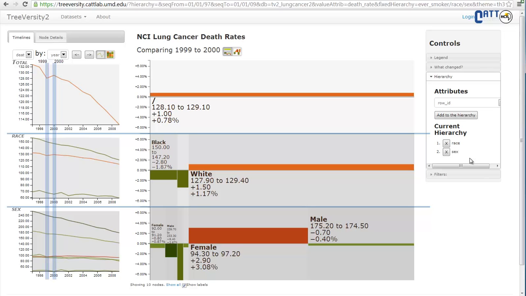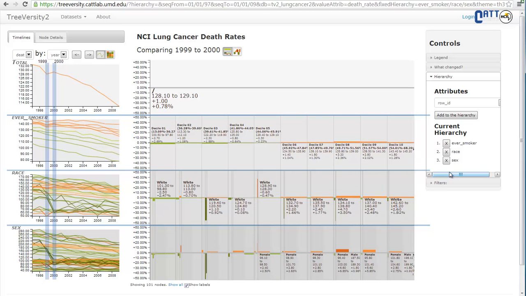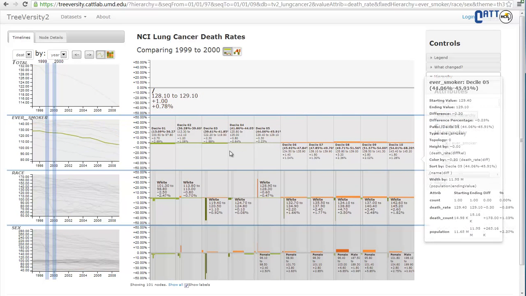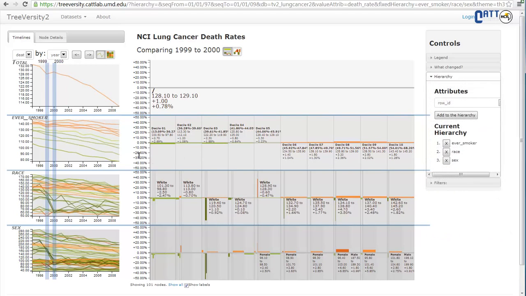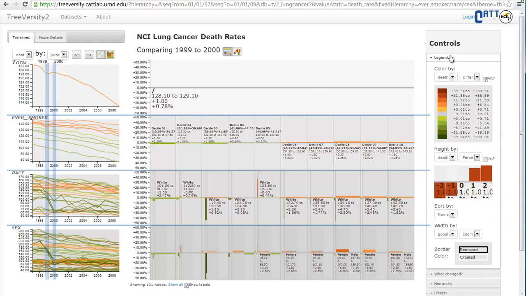To continue the exploration, let's add another attribute, in this case the ever smoker attribute. And let's put it on the top. That attribute is basically a division by deciles of the different counties in the country, dividing them by how many people have answered yes to the question, have you ever smoked? Basically, the analysts at the National Cancer Institute wanted to see how this attribute correlated with the number of deaths.